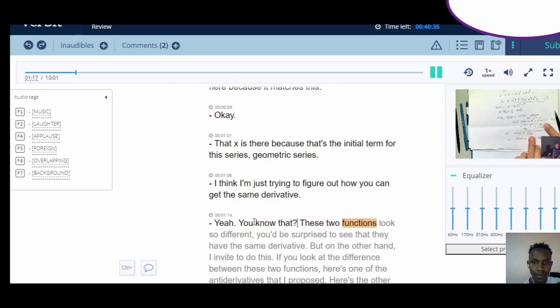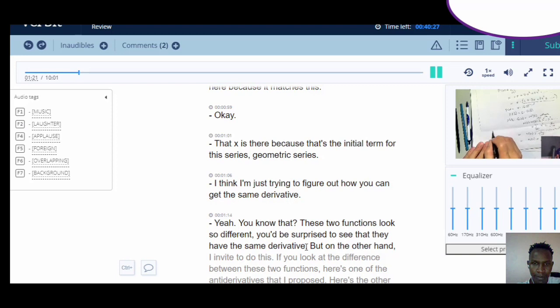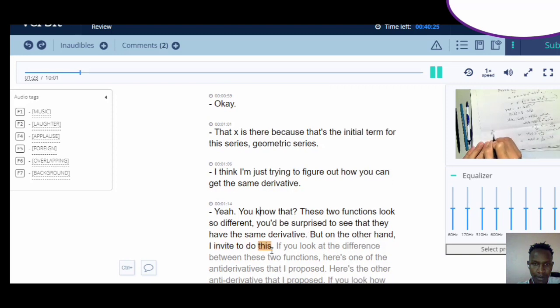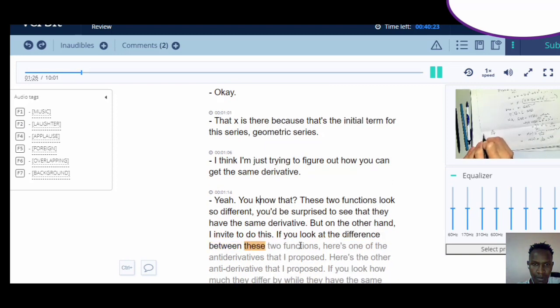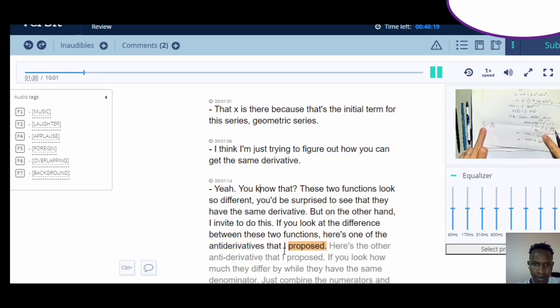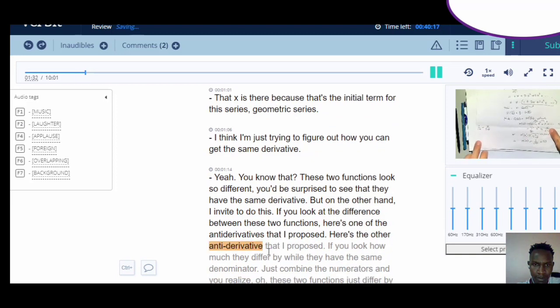Yeah, you know what? These two functions look so different. You'd be surprised to see that they have the same derivative. But on the other hand, I invite you to do this. If you look at the difference between these two functions, here's one of the antiderivatives that I proposed. Here's the other antiderivative that I proposed.